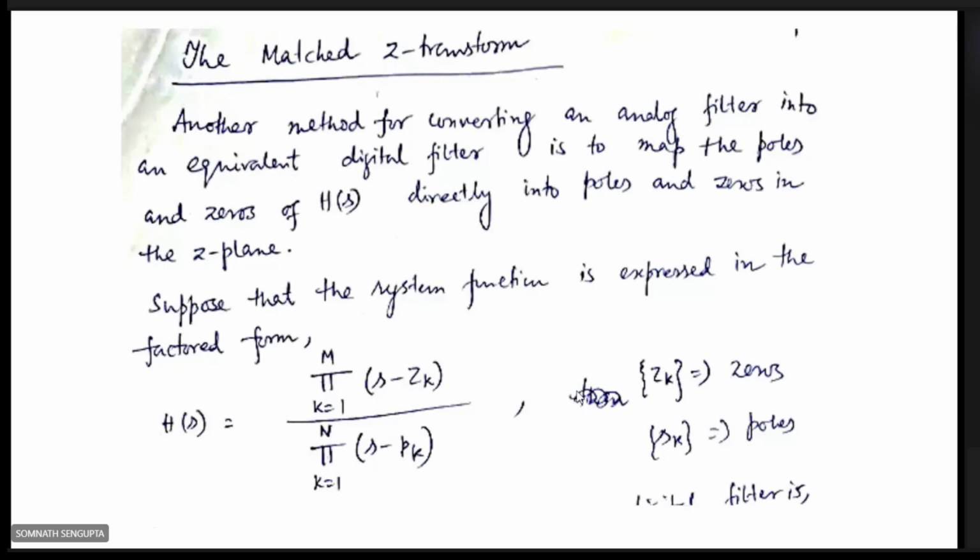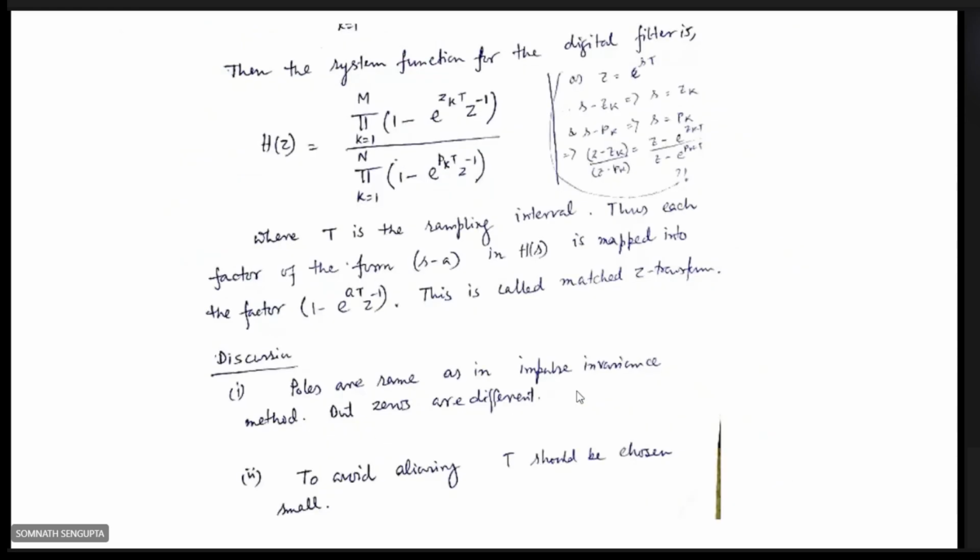Using the relation z is equal to e to the power sT, the Laplace transform is converted into Z transform. Using that, you see that H(s) is converted to H(z) with this format. You see how it is. I have given the notes on how the poles and zeros are converted.